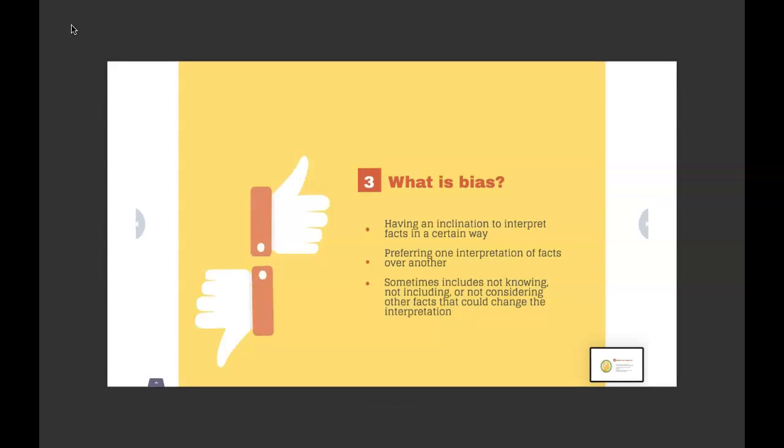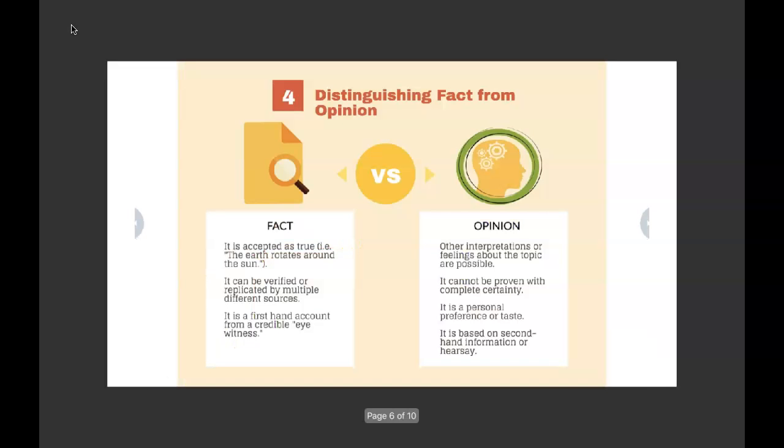What is bias? Having an inclination to interpret facts in a certain way is in fact a broad-based definition of what bias is. Preferring one interpretation of facts over another is also bias, and sometimes this includes not knowing, not including, or not considering other facts that could change the interpretation. Another thing for you to consider here is that there are fundamental differences between facts and opinions that might be more obvious when you read the news.